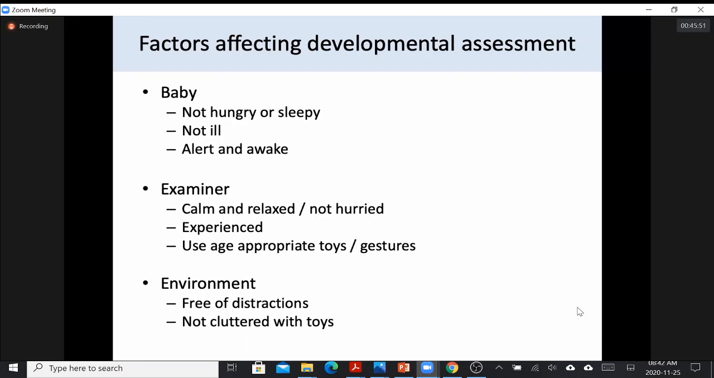Then about the environment. The environment should be free of distractions and not cluttered with toys. So when we are doing developmental assessment, only one toy should be given at one time. That toy should be removed and a different one given. Otherwise, the baby will get distracted with all the other stuff lying around, right? So these factors are important in order to successfully assess the development.